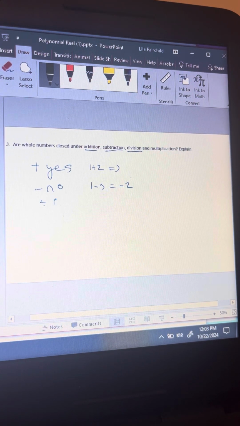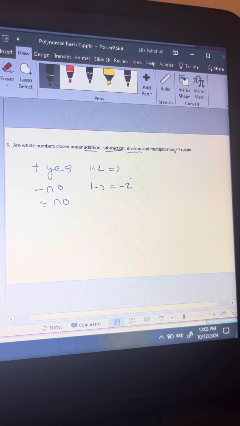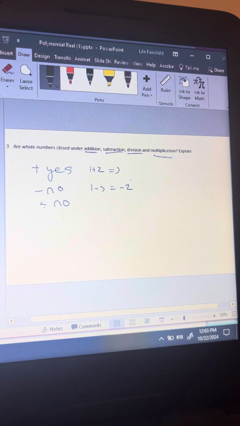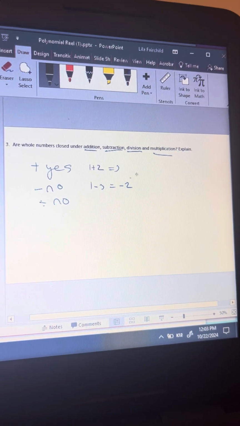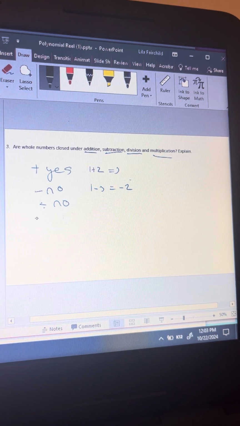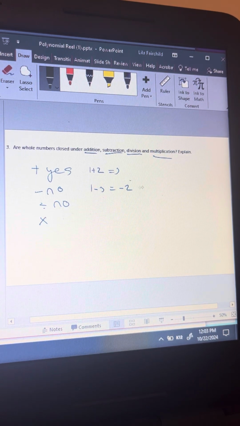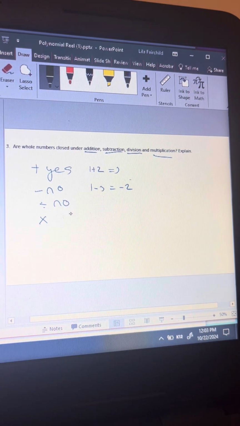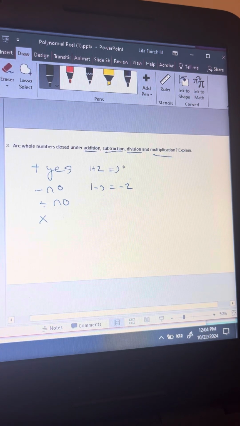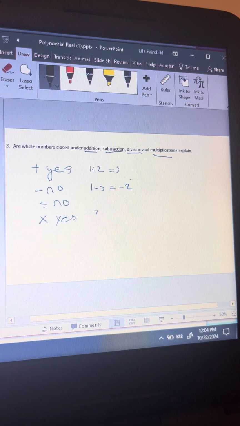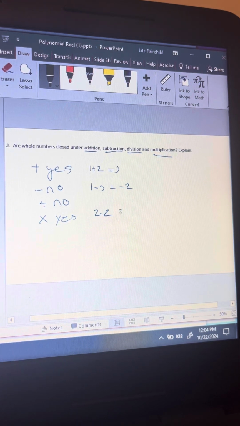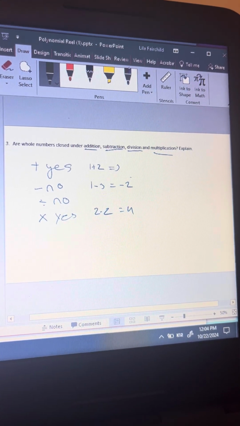So division is no. And then for the last one, multiplication, multiplication is gonna be a yes, because you multiply things together and you can get a whole number. So like if you were to do 2 times 2, that's gonna equal 4, and that's a whole number. So yeah.